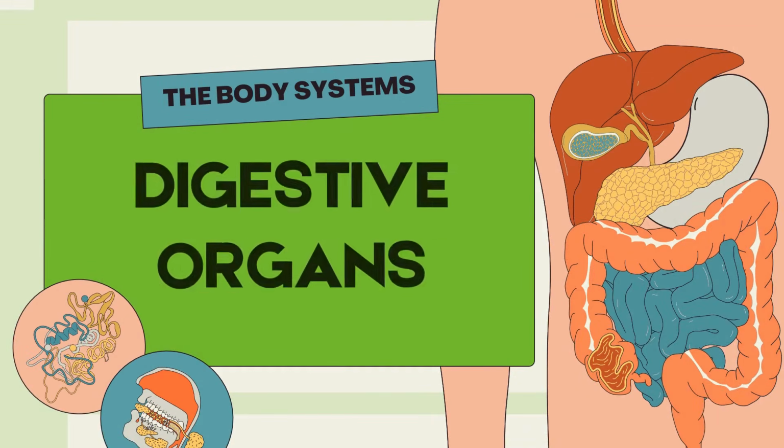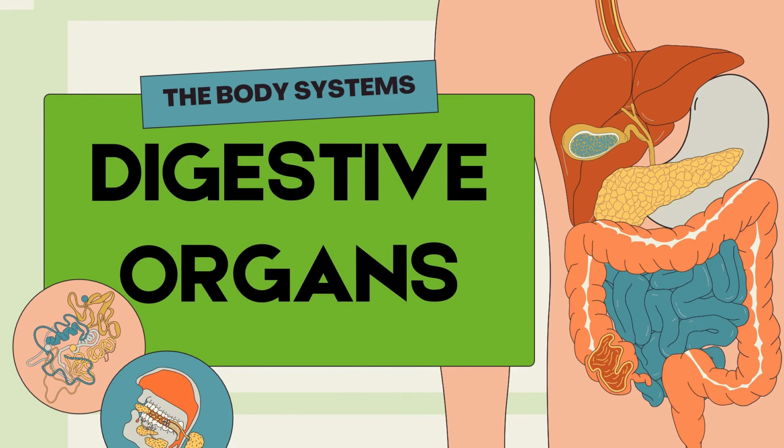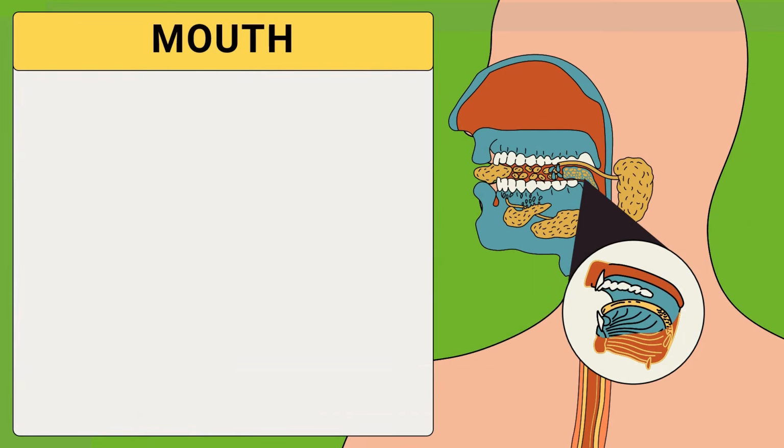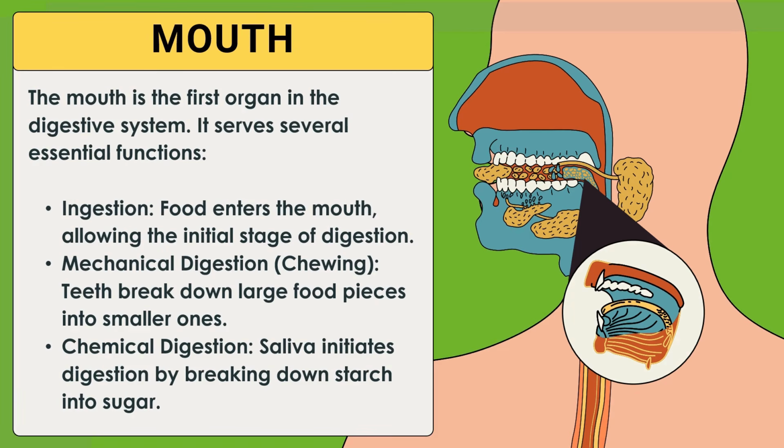Now, let's go on with the digestive organs. Mouth. The mouth is the first organ in the digestive system. It serves several essential functions. First, ingestion. Food enters the mouth, allowing the initial stage of digestion.